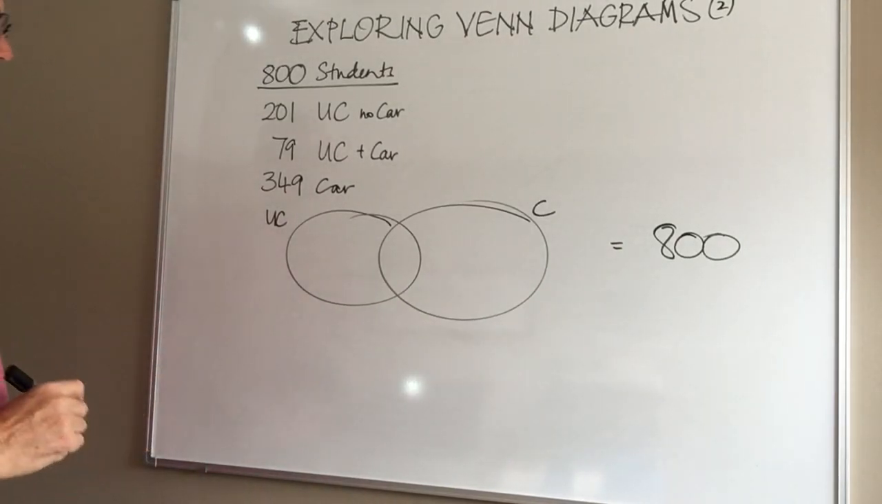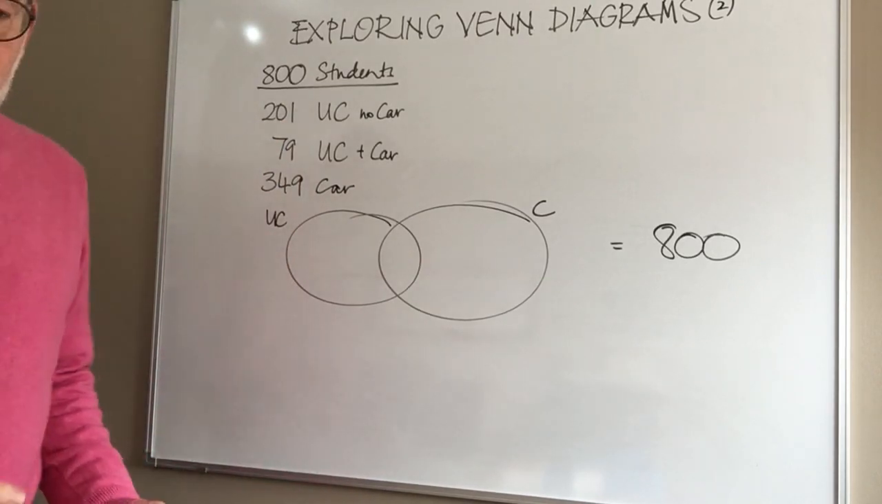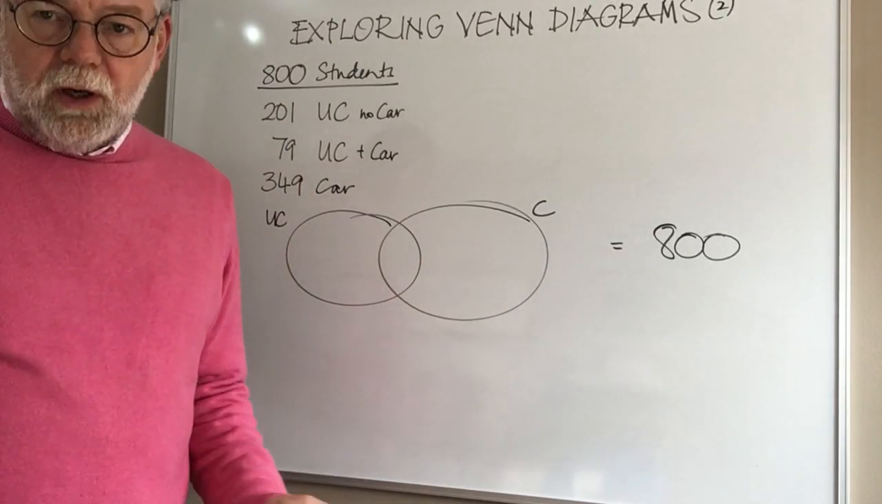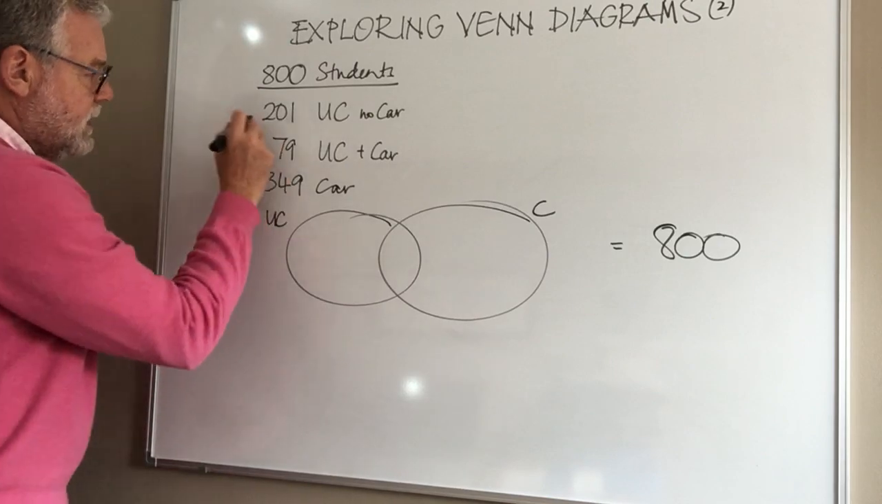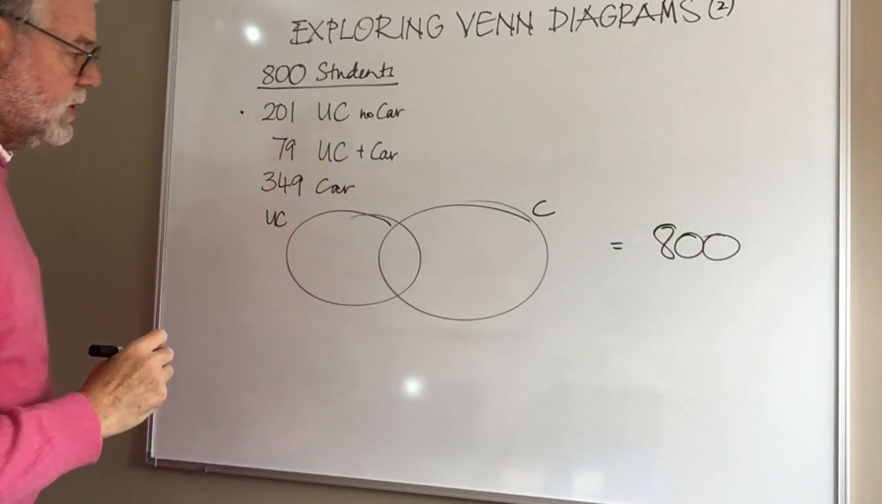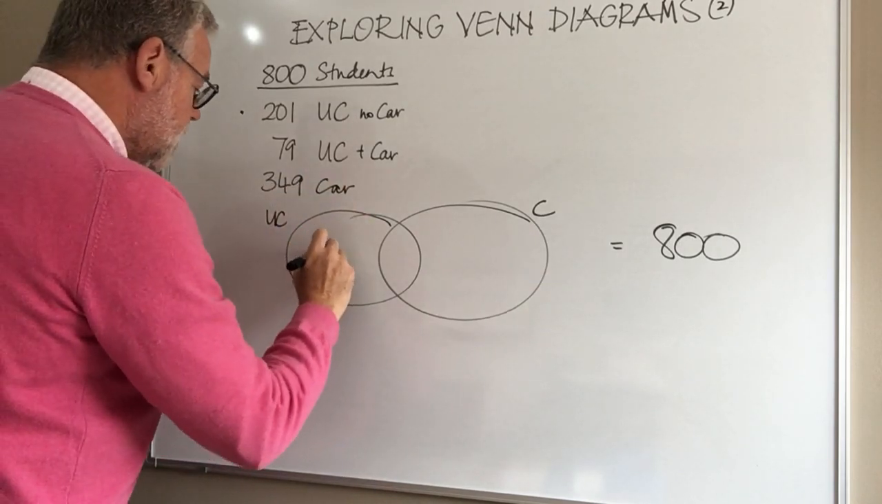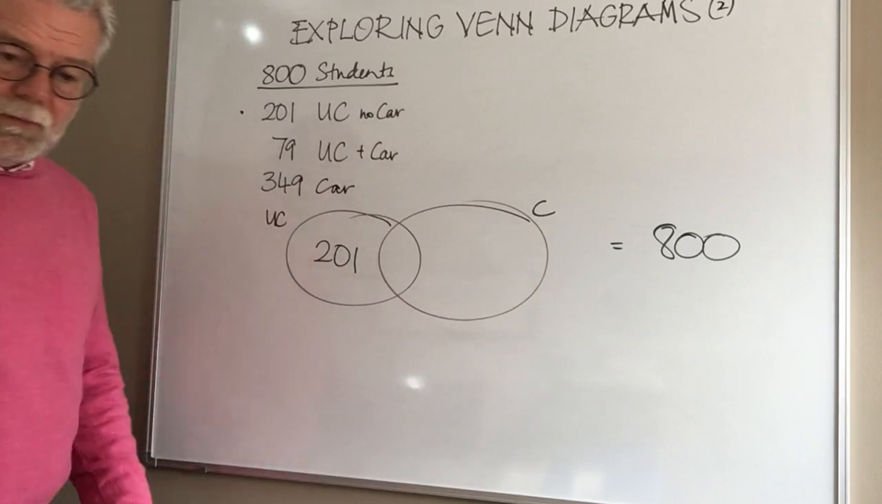And then we're told some information, aren't we? So this is about students who live on university campus and who own a car. The first piece of information that we're told is that there are 201 students that live on the university campus but don't have a car. So we can just slot those in there. Okay?